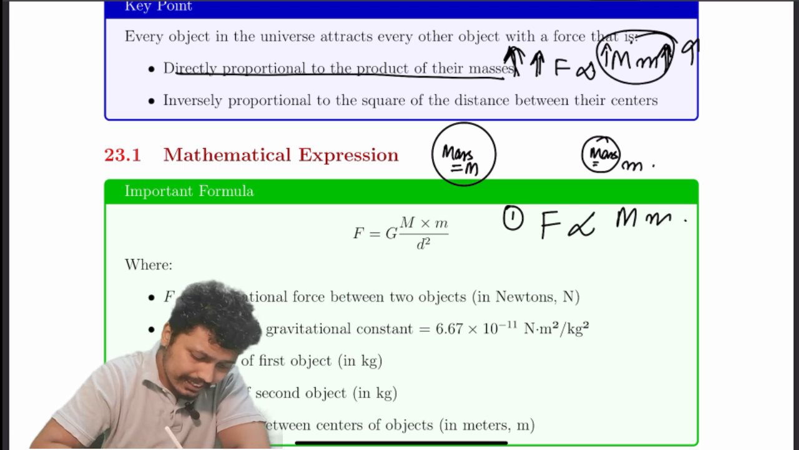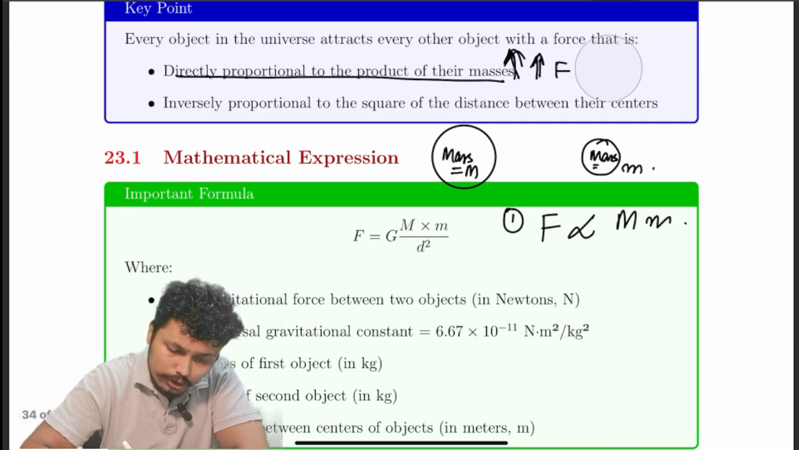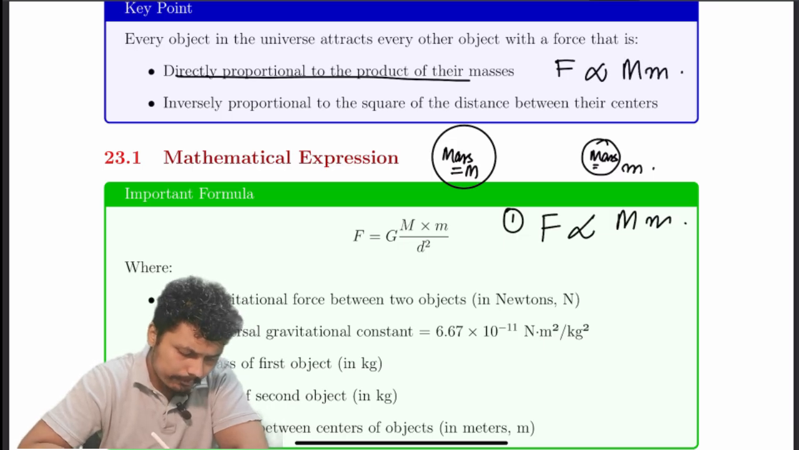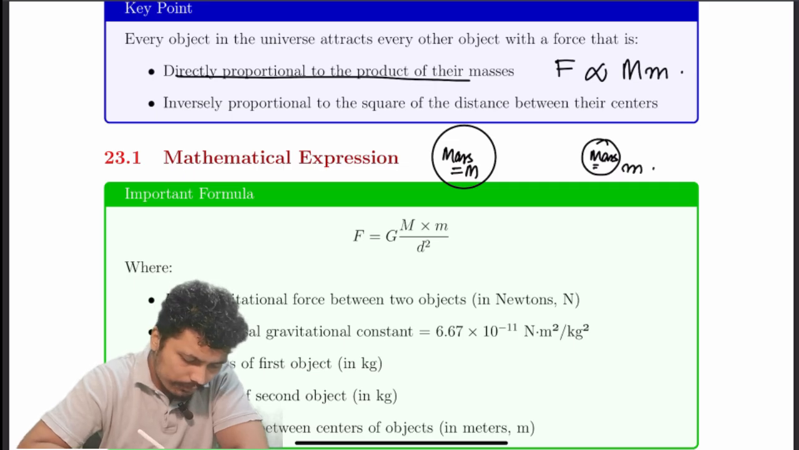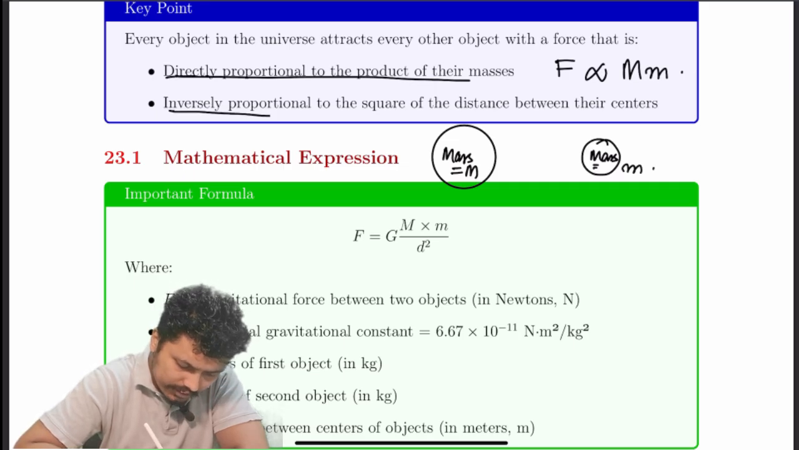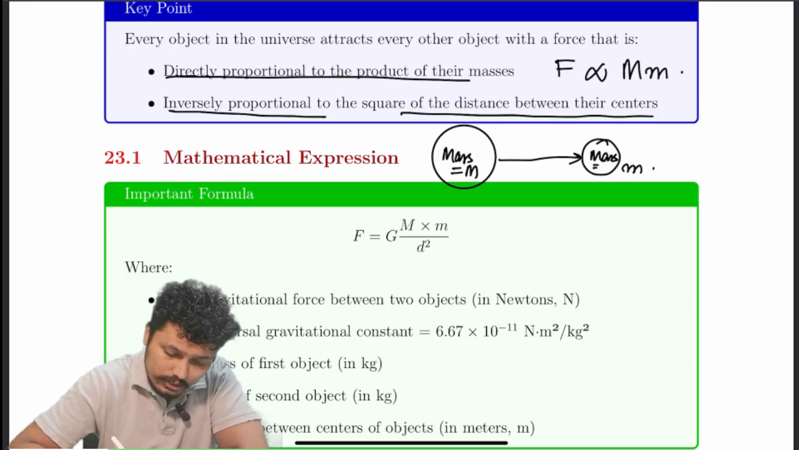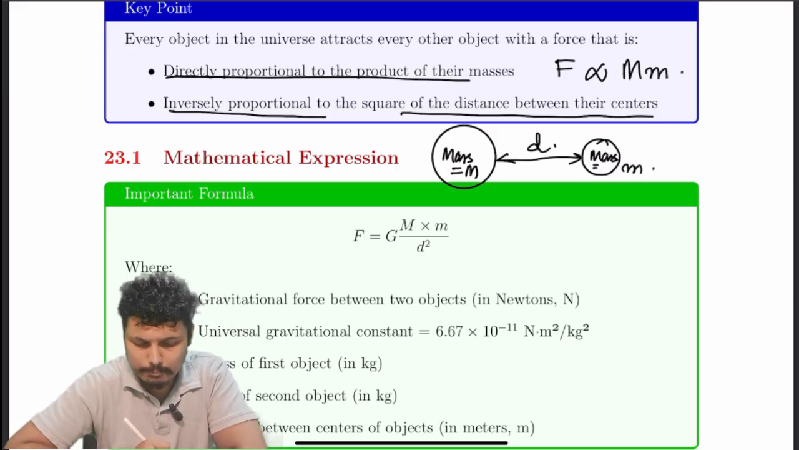So the first thing is force is directly proportional to the product of their masses. Second is inversely proportional to the square of the distance between them. Sir, what is the distance between them? Let me say the distance between them is d.